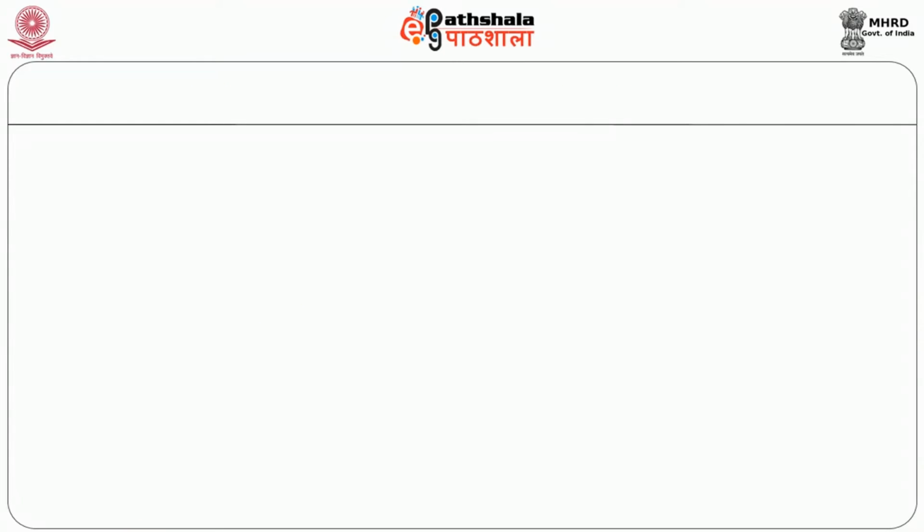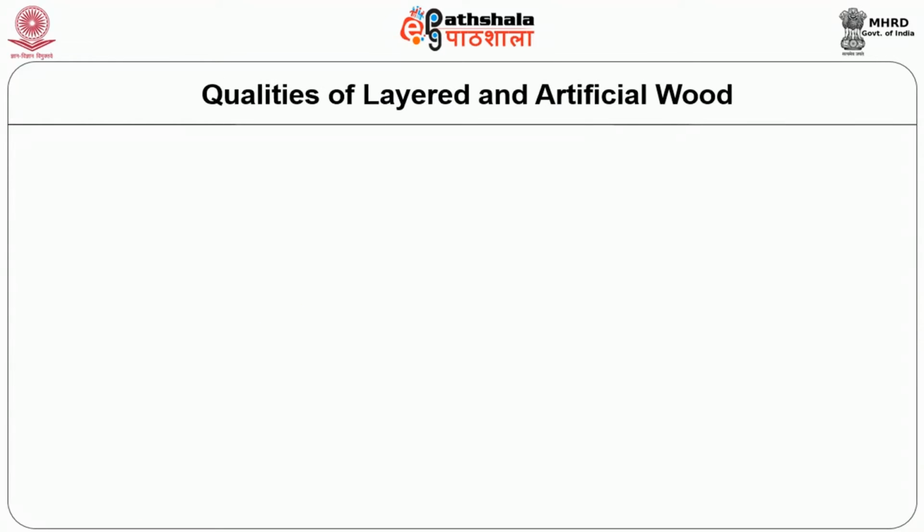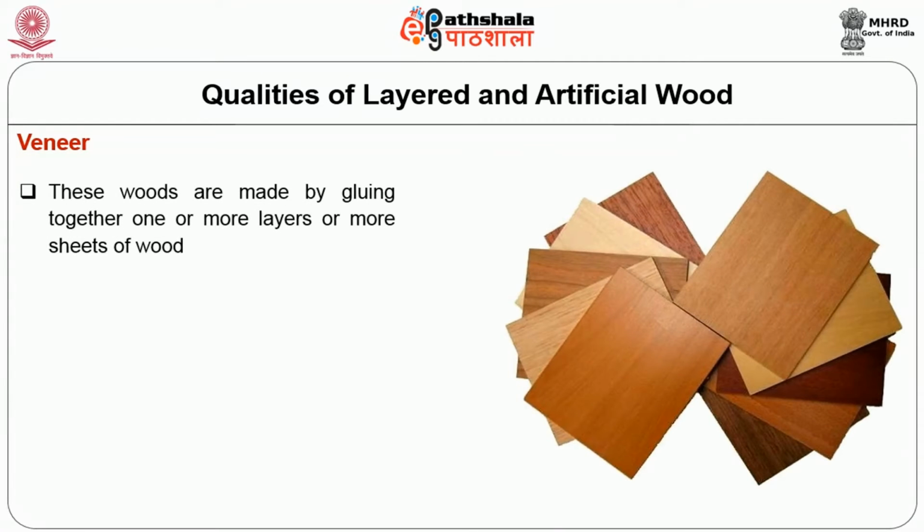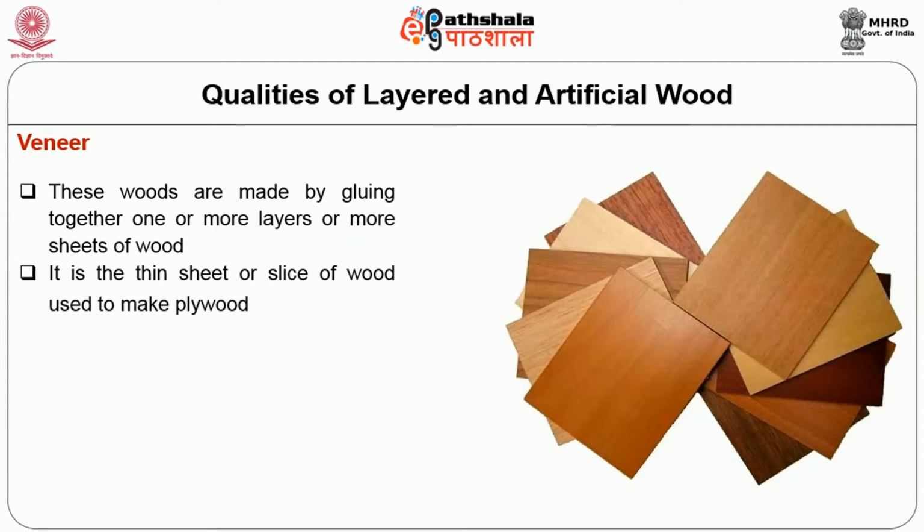Next, I am going to explain the qualities of layered and artificial wood. These woods are made by gluing together one or more layers or sheets of wood. Veneer is the thin sheet or slice of wood used to make plywood.